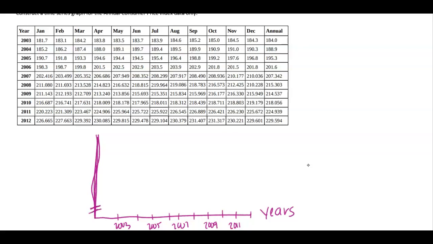And it looks like when I'm looking at my data set that my minimum is at 184 and my max is at about 230. So let's make this 184. Actually, let's make this 180 to 230. So 190, 200, 210, 220, and here is 230.